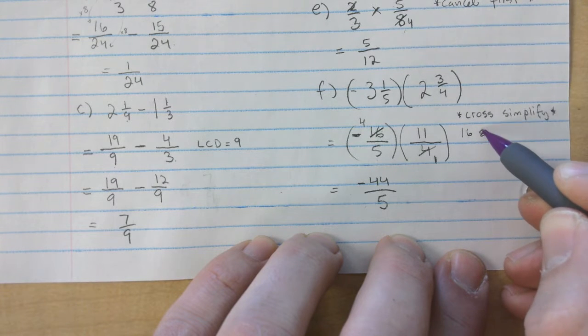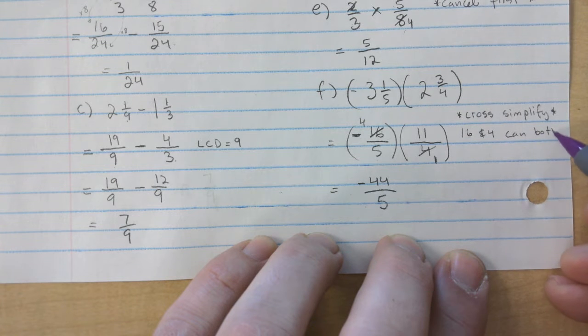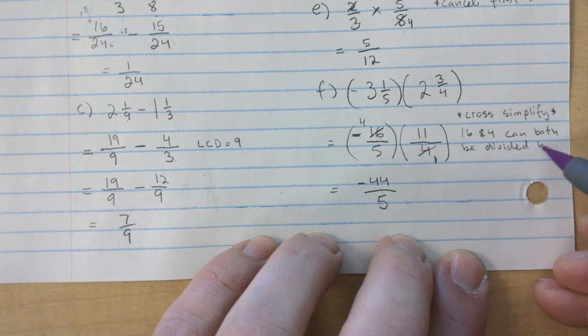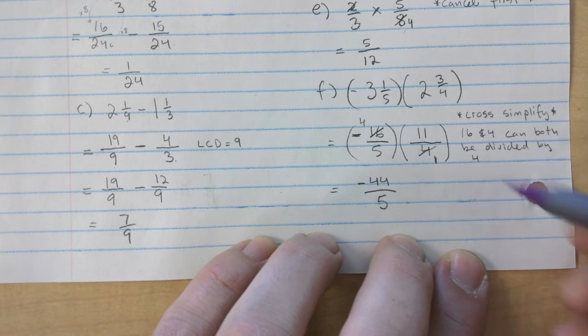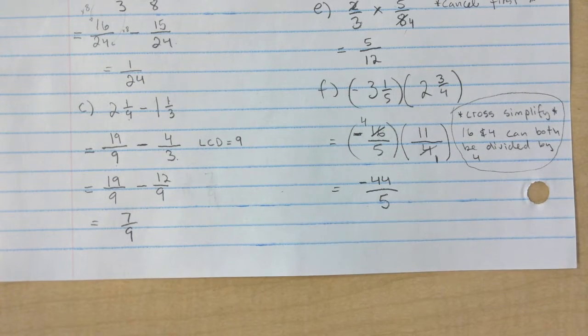16 and 4 can both be divided by 4. That's all I'm going to say there for that. In case you're looking back, it's like, how did that happen again? What happened there, right?